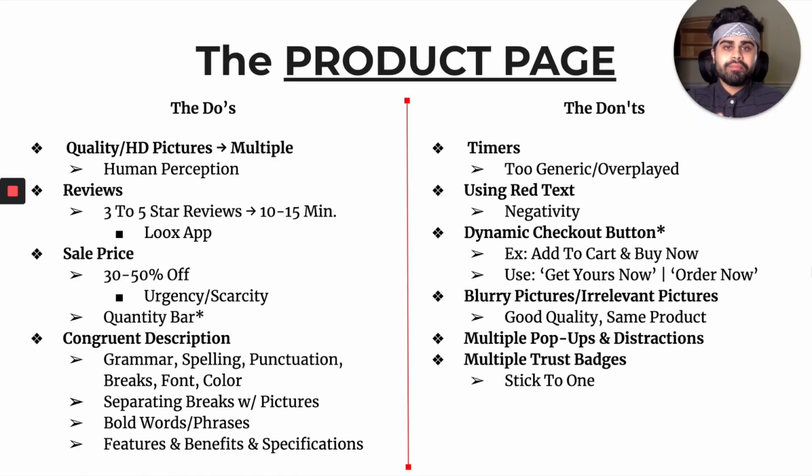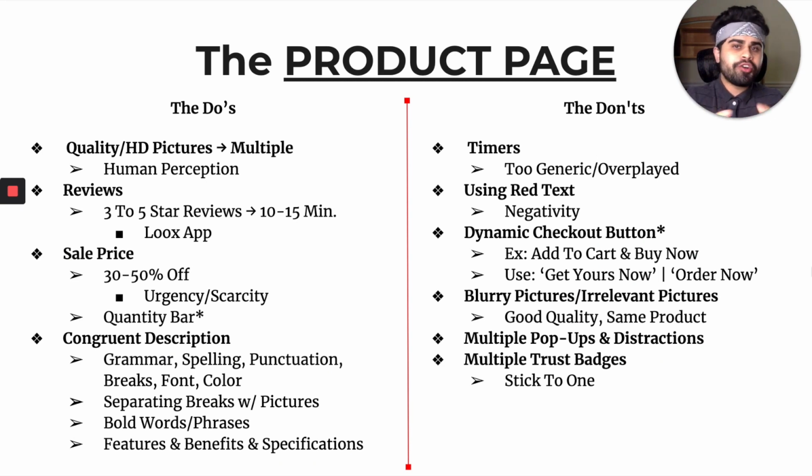And then we come to the product page after someone actually clicks on your ad. So if you guys can follow me, on the left I have the do's, on the right I have the don't's. I'm going to look at the do's first. You guys can follow with me. What you do want to do, you obviously want to make sure that you have quality HD pictures on your product page, right? And you want to have multiple pictures as well.